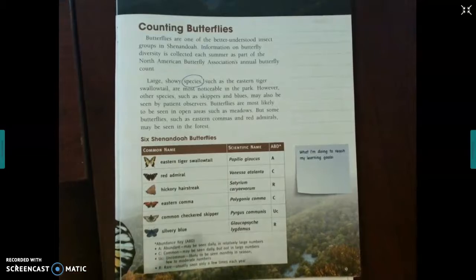So now it's your turn to practice, and in Schoology, you're going to tell me what context clues you found to help you find the definition or the meaning to the word species.